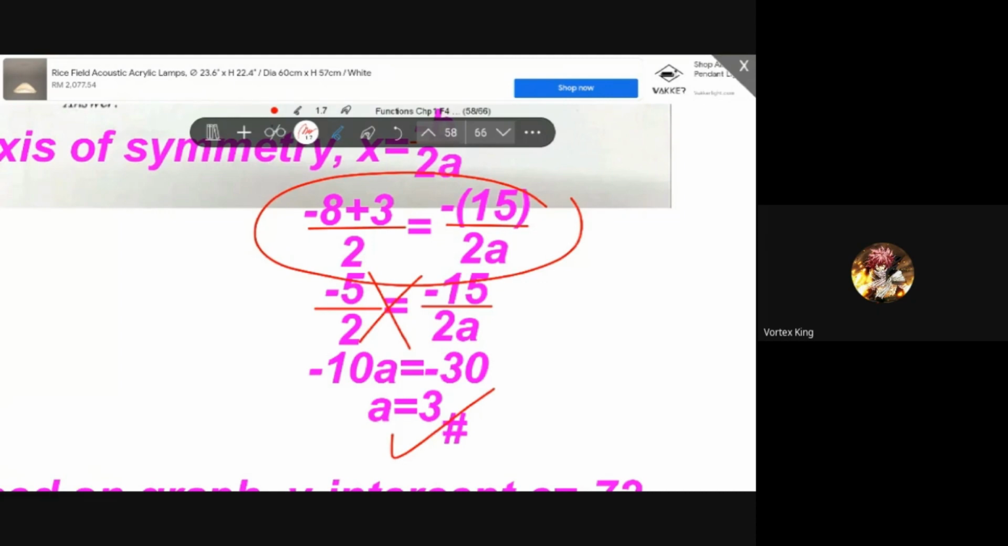Any question? Actually, we finished already. So siapa-siapa ada soalan boleh tanya. Any question about this quadratic chapter you can ask.